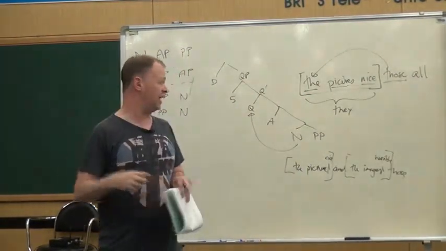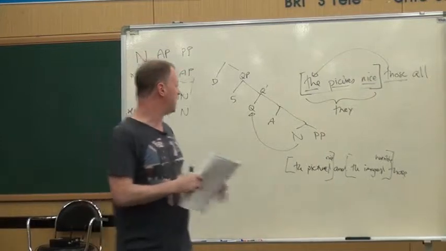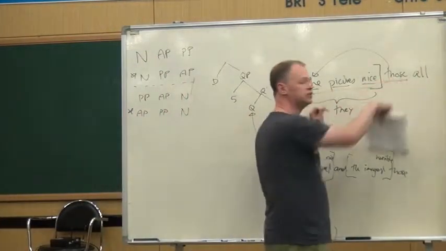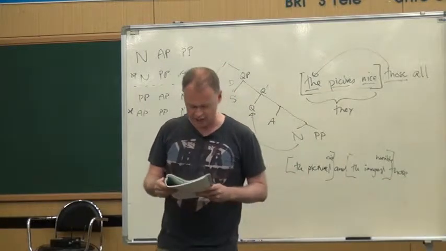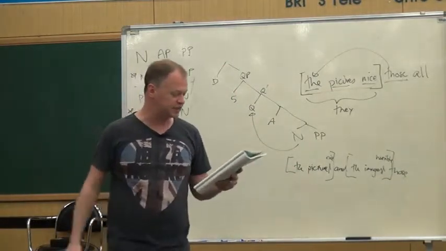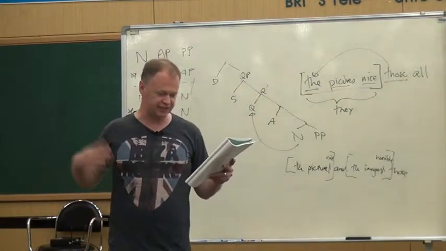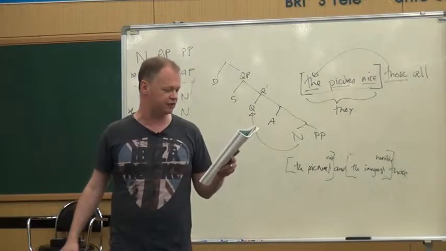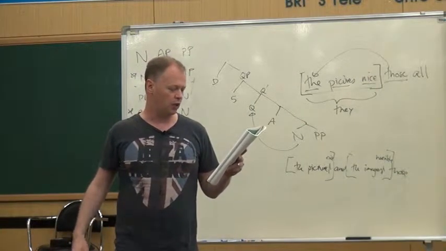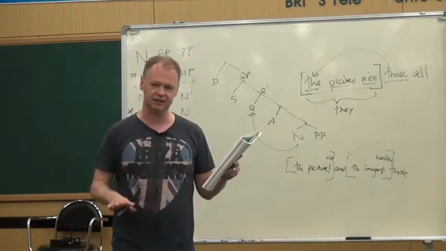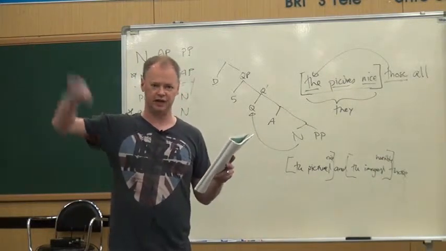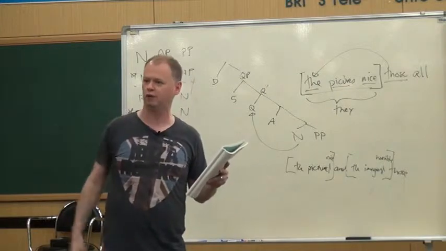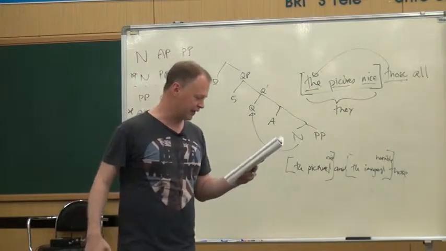So I haven't gone through that in the handout, but you can then show that the pictures nice, those is a constituent, and so on. Okay, so the constituency of the pictures nice, those all is the one that you see in 52, okay? Where you've got the, and then pictures nice, right? And then that's a constituent, and then we've got those, and then that's a constituent, and then we've got all. Right, so everyone should be pretty happy with that.